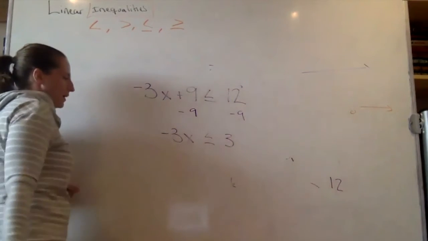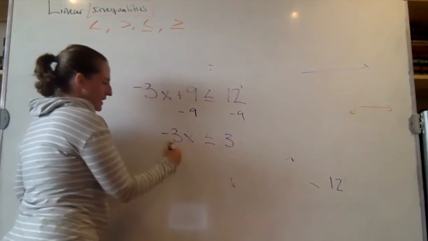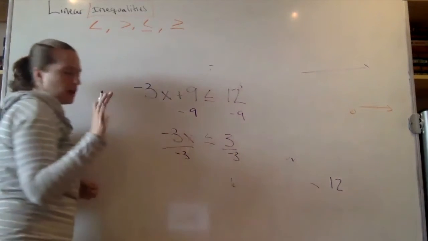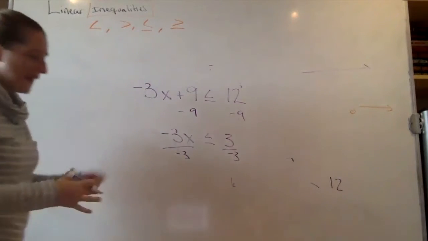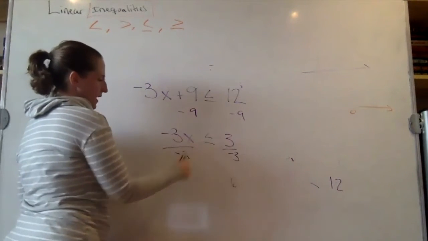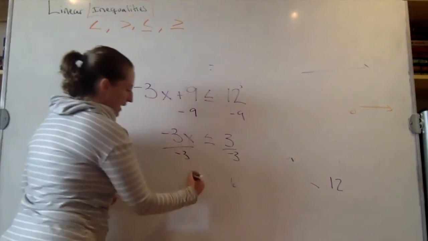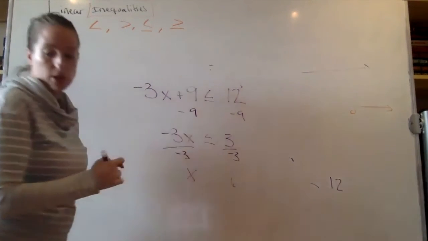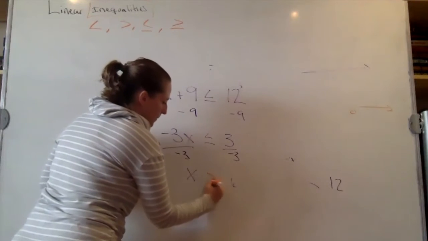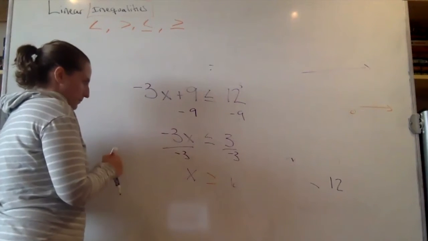Okay? Now here, notice, to get x by itself, I need to divide both sides by -3. Little warning bell should be going off in your head. Ding, ding, ding. We're dividing by a negative. That means we have to switch the direction of the inequality. -3 over -3, that cancels, so I'll have x. I'm going to switch the direction of my inequality. Instead of less than or equal to, this becomes greater than or equal to.